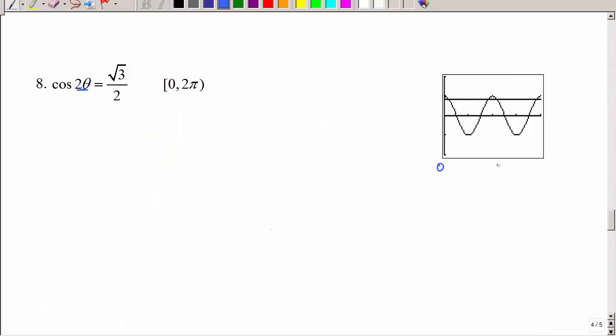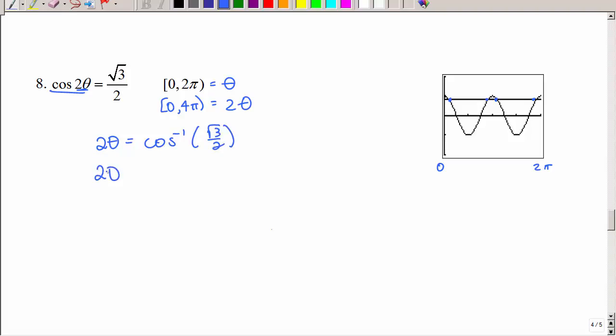Let's look at this next one. Again, this is graphed between 0 and 2 pi. I've got my cosine wave going, which means I get 2 cycles. Square root of 3 over 2, that should sound familiar. When does it equal? 1, 2, 3, 4 answers. So again, this is theta. So 2 theta is between 0 and 4 pi. I'm going to go through the same steps. I'm going to take the inverse cosine of the square root of 3 over 2.